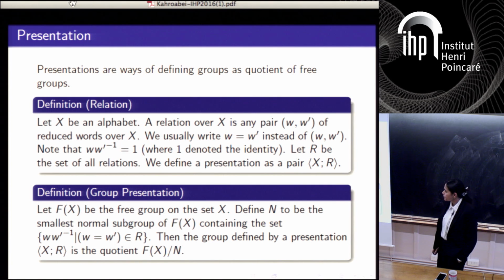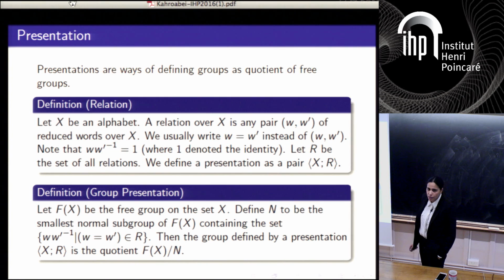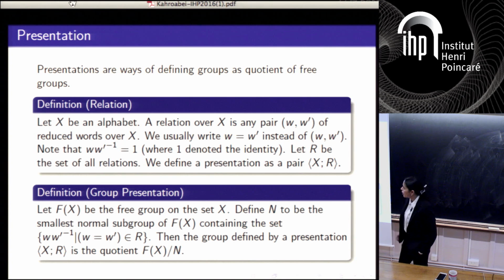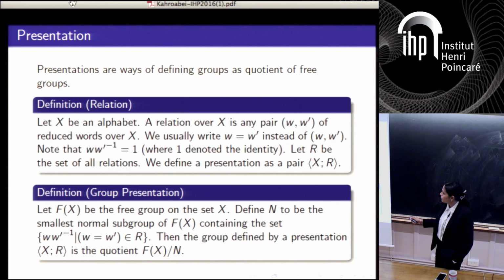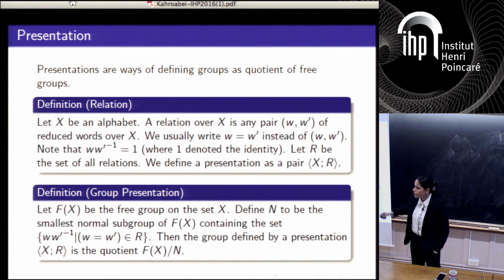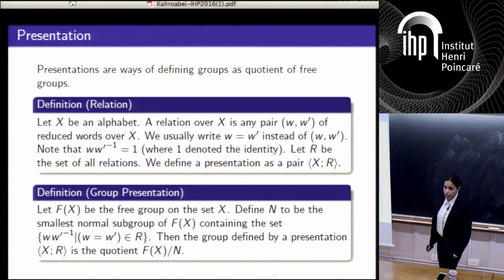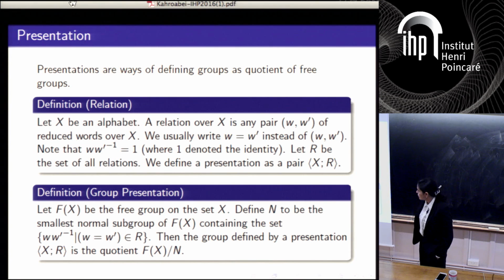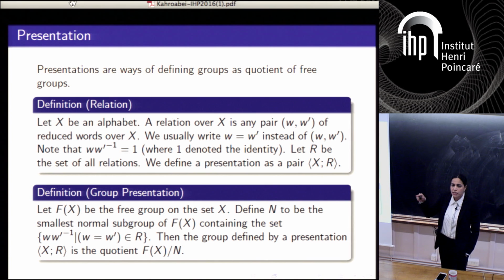So let X be an alphabet, and a relation over X is any pair W, W prime of reduced words over X, and we write W equals W prime, and we also write it as W W prime inverse is equal to identity. Consider R to be the set of all relations, and we define a presentation as a pair, the set of generators and relators. The group is finitely presented, meaning that it's both finitely generated and finitely related. Reduced means it doesn't have X, X inverse, for example. There is no cancellation. We get rid of all those.